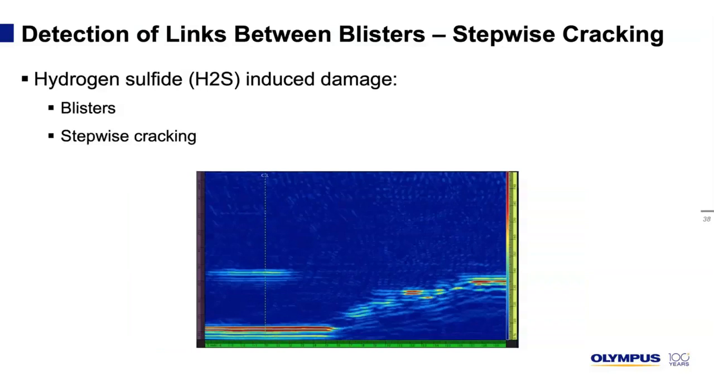Another example is the detection of links between blisters or stepwise cracking. And just like the example with the stacked side drill holes, TFM allows for the detection of not only the blisters, but also the link between them. This can make a huge difference between accept and reject, or in other words, between safety and bursting.